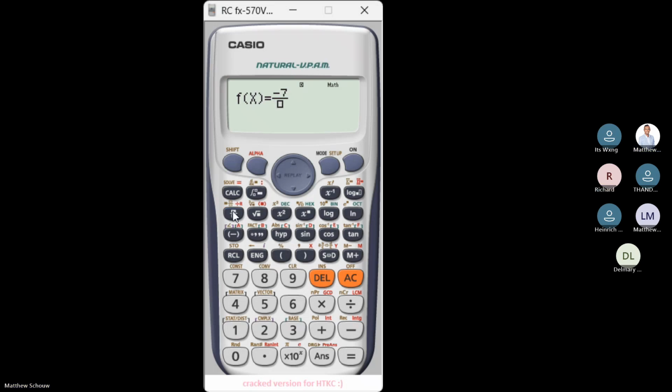And you type in your equation: -7 over 3, alpha x over there, right? Plus 2/3. I'll just give it a minute here. We're all on the same page.